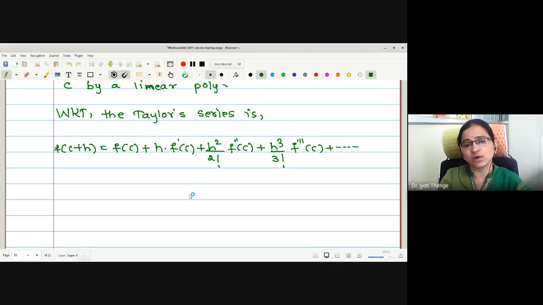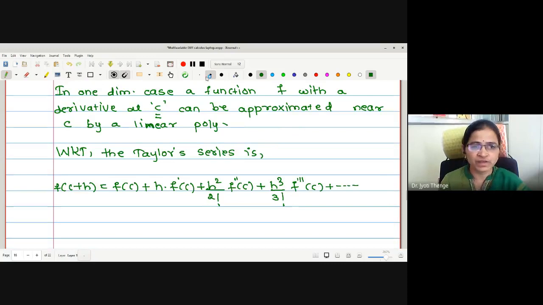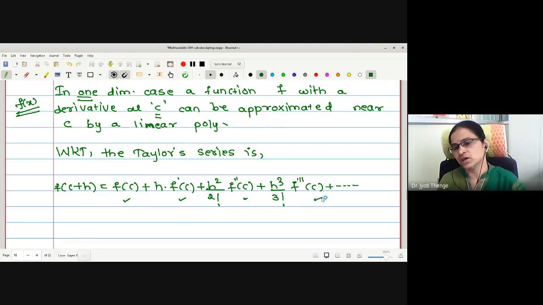Now in this formula, which derivative was used? This is the function of one variable, one dimension case I have written only, that is f of x only. Then if the value of a function and the derivative at c is known to us, that is f of c, f dash of c, f double dash of c, all these are known to us, we can find out the value of a function near to c, that is f of c plus h.